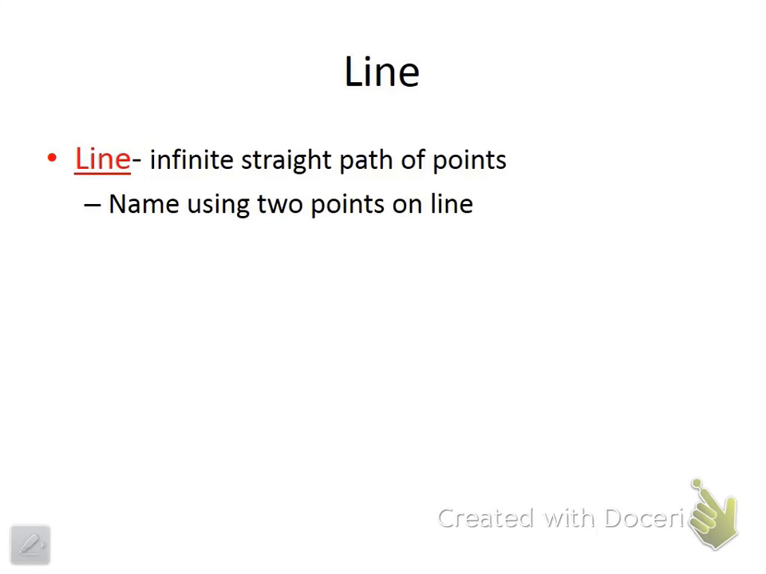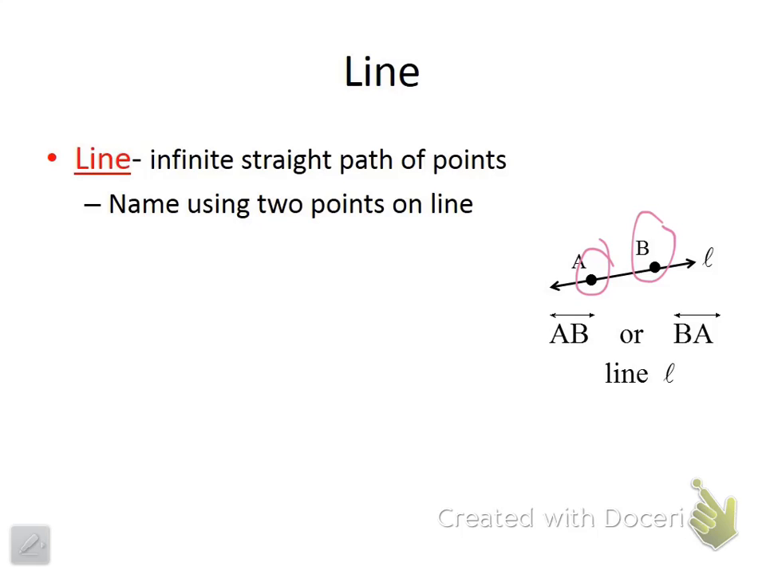Okay, lines are infinite straight paths of points. When you name it, you're naming using 2 points on a line. So here's an example. My points are A and B, but my line is going to be line L because that is what the line is labeled. It is infinite, it never ends.